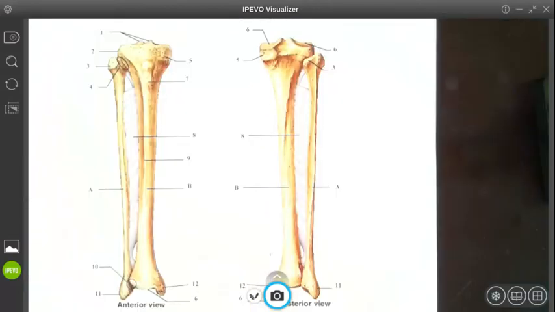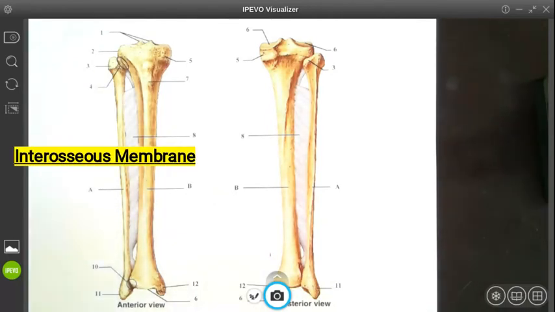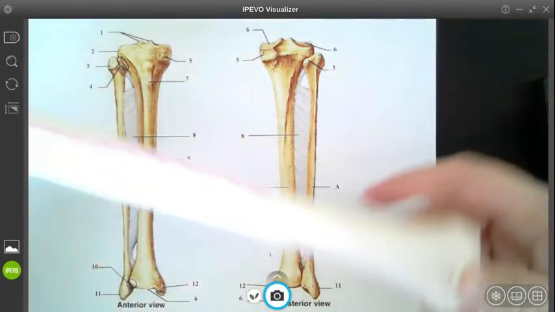Next, I want to talk about the tibia and the fibula. So remember big tib, little fib. So B is pointing at the tibia and A is the fibula. Number 8, you can see that is the interosseous membrane. So it shows up a little better on the bone book. I want to go over just a couple things on here.